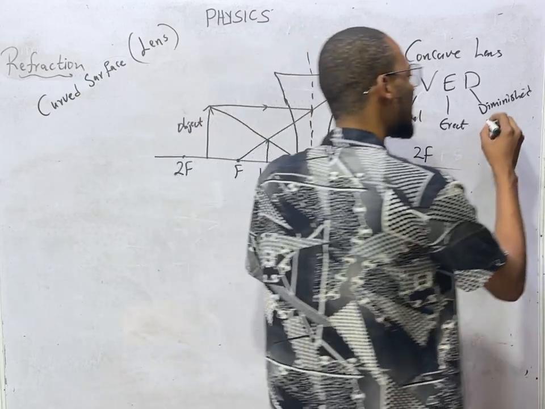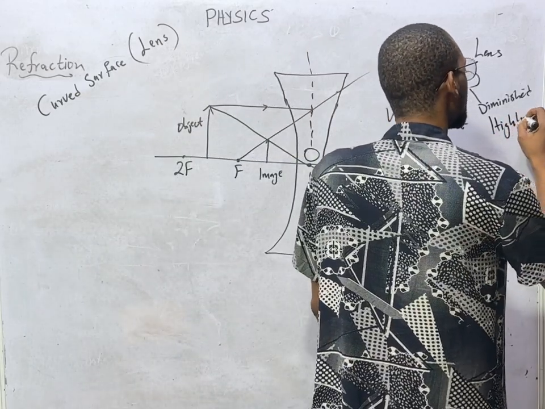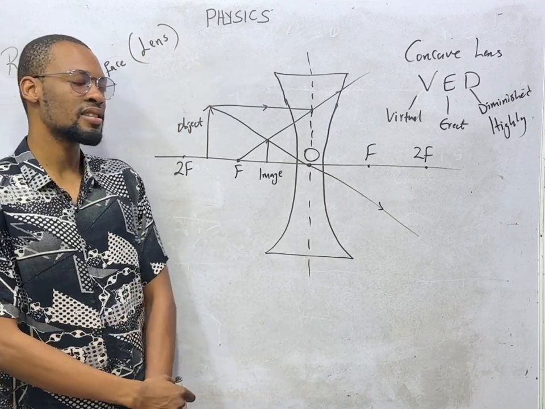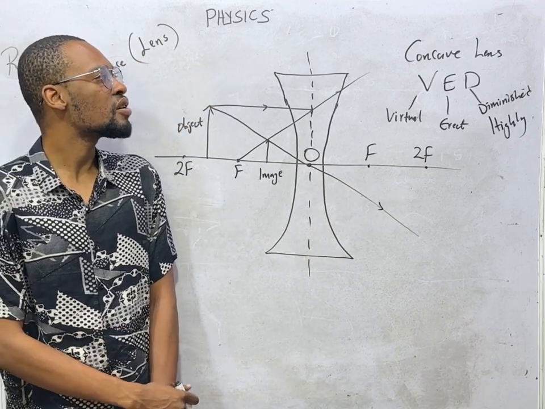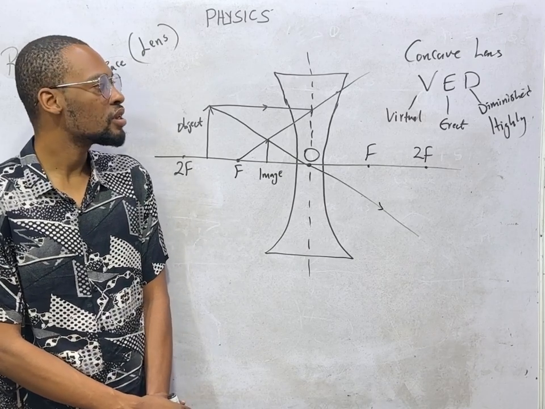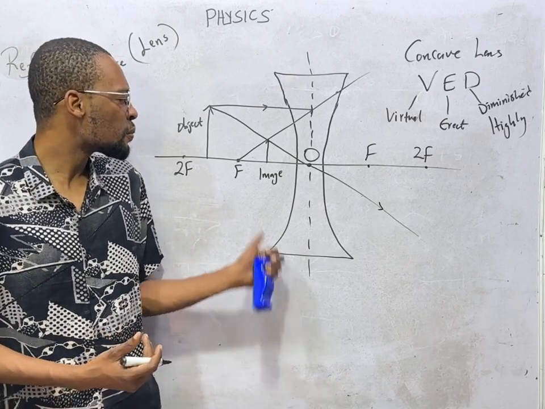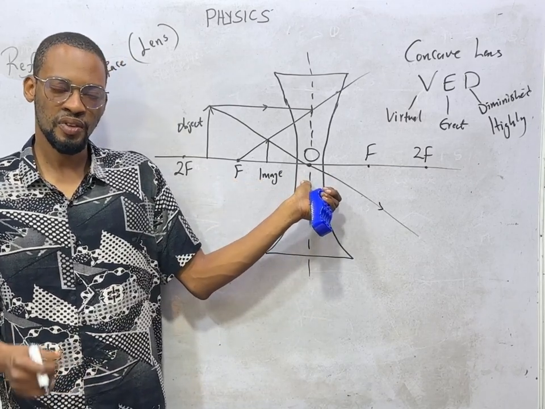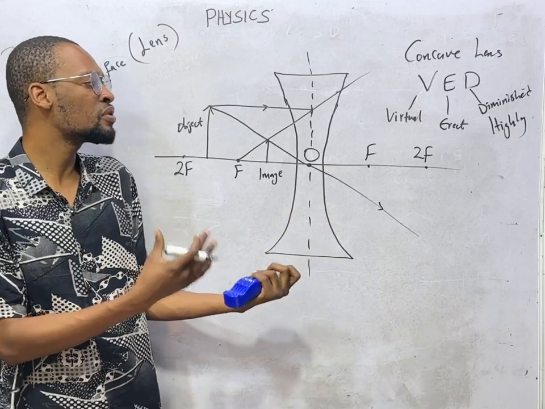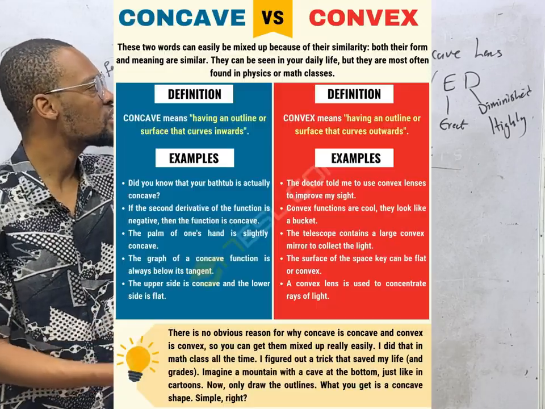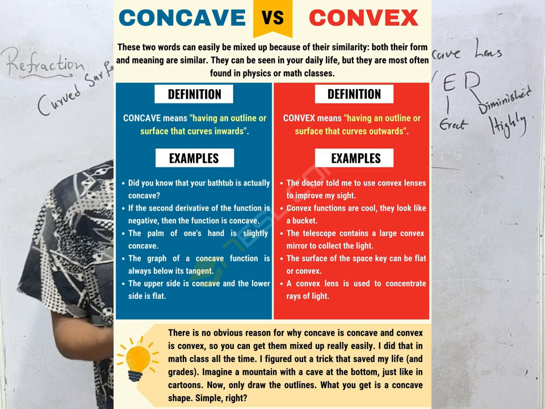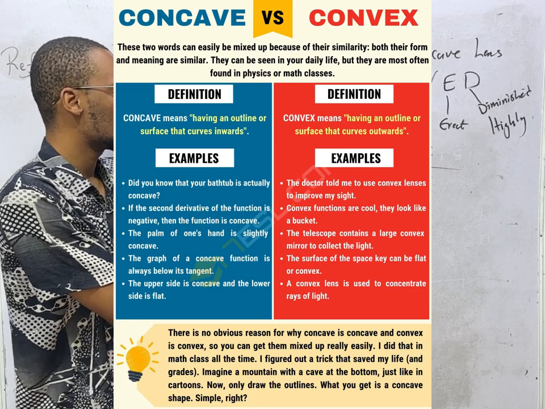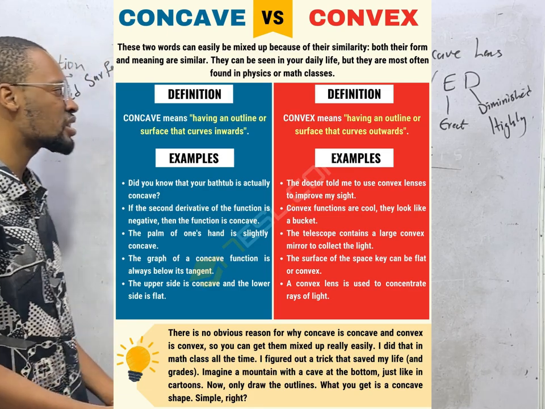The images formed by a concave lens are virtual, erect, and diminished, or you can even say highly diminished. They get smaller. And the image is formed between the principal focus and the lens. That is the placement of the image. Images formed by a concave lens are virtual, erect, and diminished, and the image is between the principal focus and the lens.